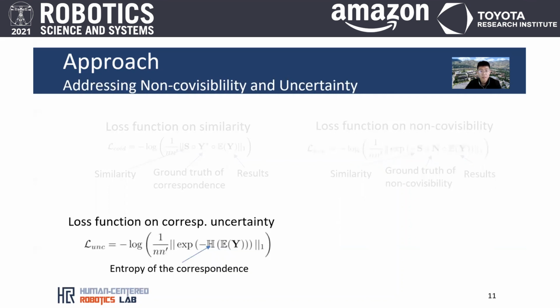Finally, we minimize the correspondence uncertainty encoded in the channel entropy. The larger the uncertainty is, the larger the loss.